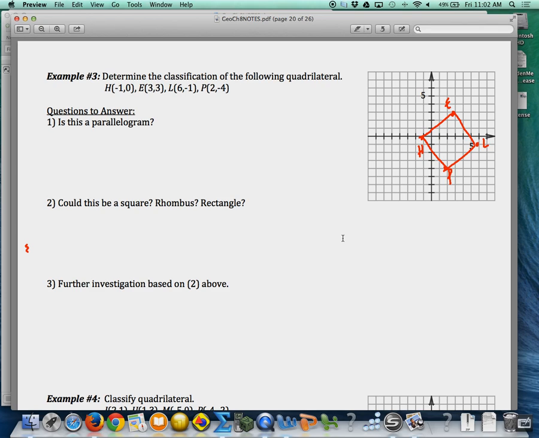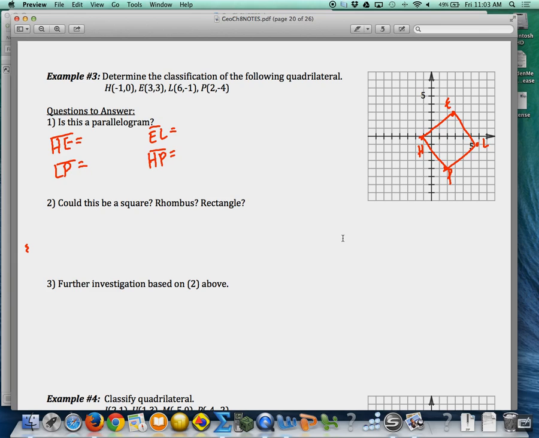Okay, we all have the same thing? So first question, again, is this a parallelogram? This time I want you to do the distance formula. So if you have it on your calculator, take out your calculator. So we are going to find HE. Opposite to HE is LP. We're going to find EL, and opposite of EL is HP.